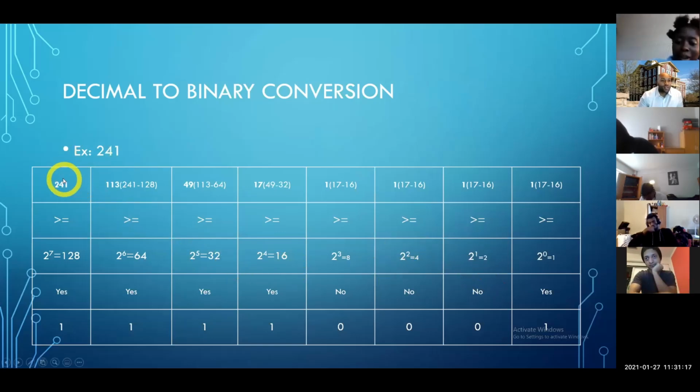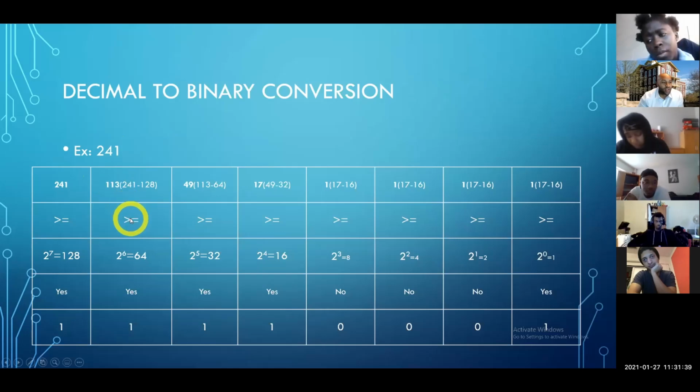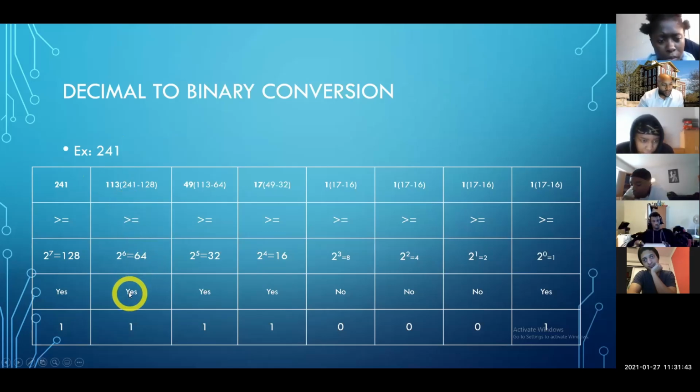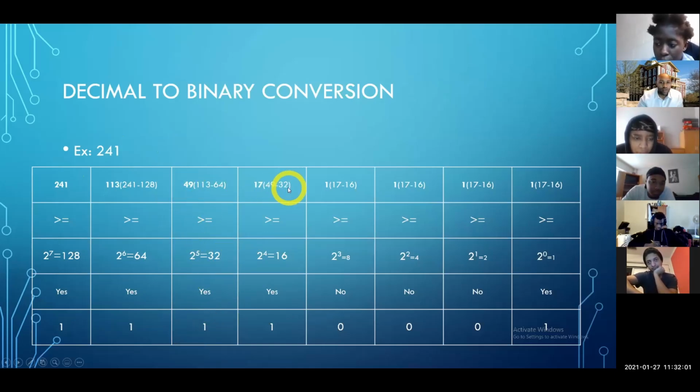Okay. So the first thing you do is ask, is 241 greater than or equal to 128? If that answer is yes, you put a 1. Then you subtract 128 from 241, and this is your remainder, 113. Now you ask, is 113 greater than or equal to 64? Yes, you put a 1. You subtract 64 from 113, you have 49. Next question, is 49 greater than or equal to 32? Yes, you put a 1. Then you subtract 32 from 49.